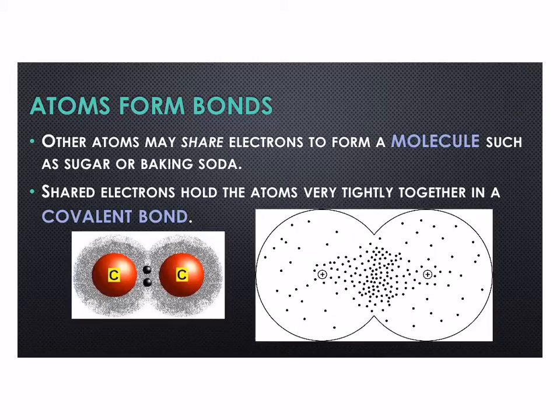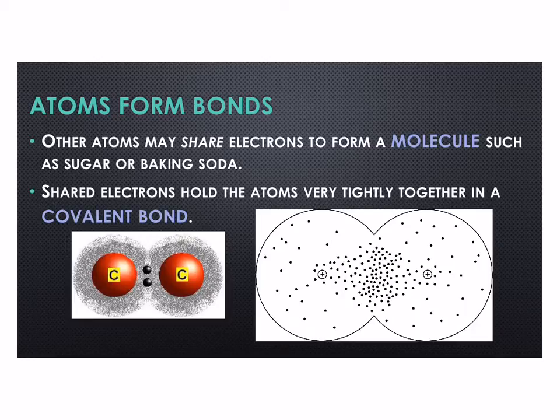Other atoms that are not happy may want to share their electrons so that they will have the right number that they like to have. If atoms share electrons, they might form something called a molecule, such as sugar. Sugar is a molecule, or baking soda. Shared electrons hold the atoms together. They're bonded together like tape or glue. They stick together. We call this a covalent bond.